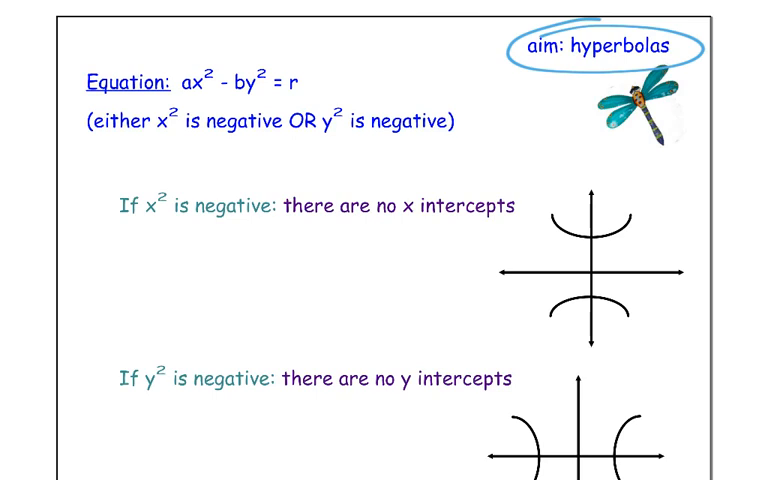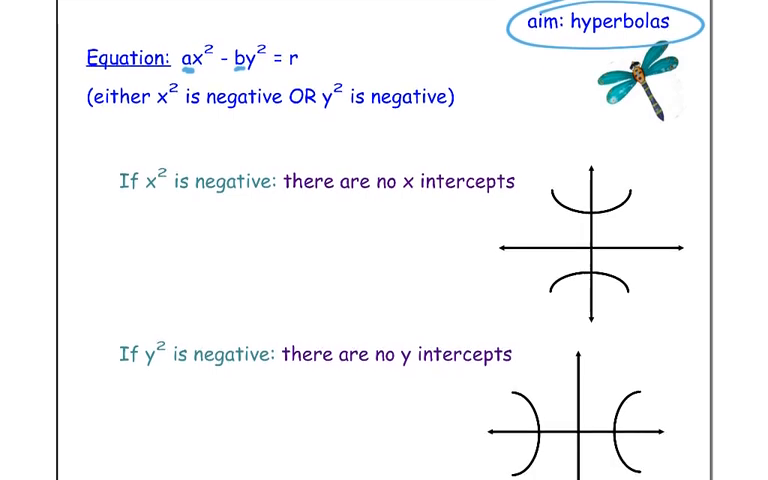So in this case, you have an x squared and you have a y squared, but your coefficient on the x squared or your coefficient on the y squared has to be a negative. And if that happens, then you end up with your hyperbola.